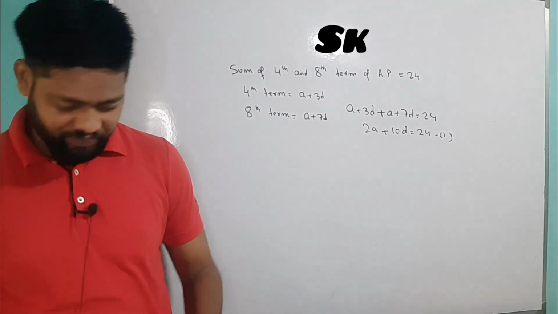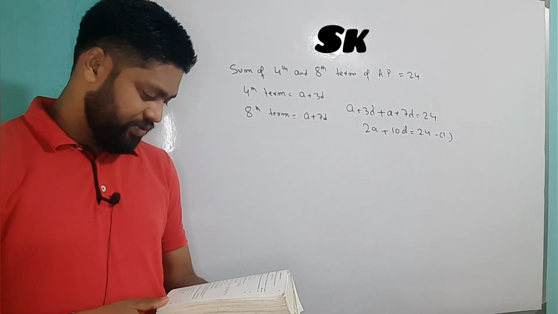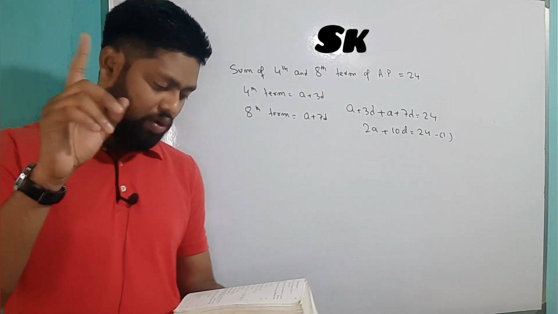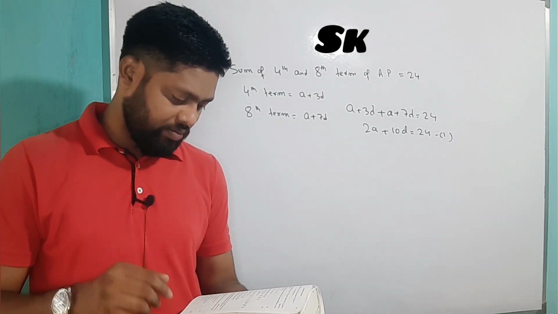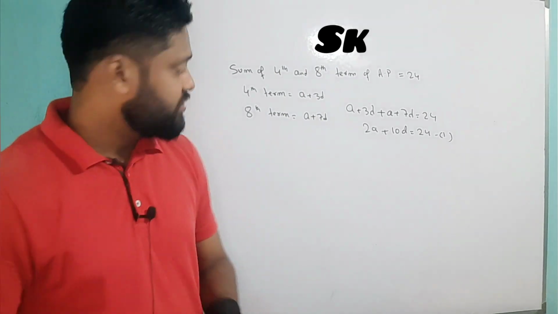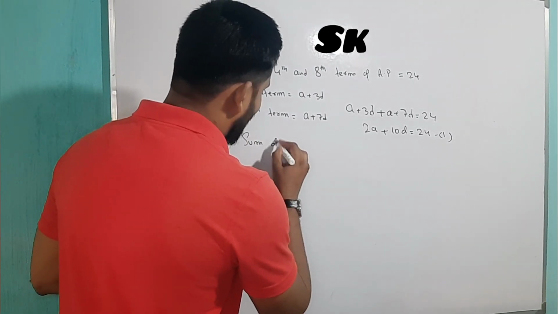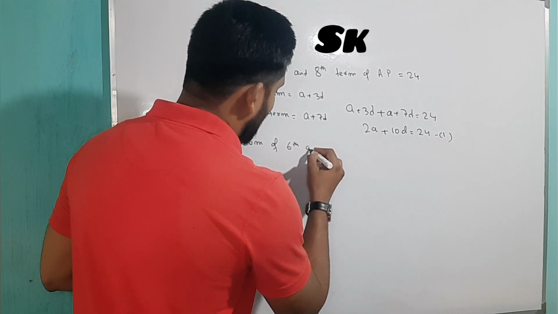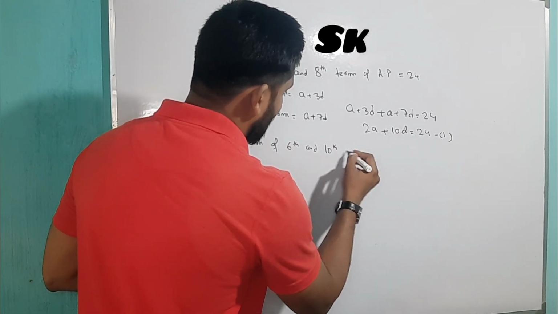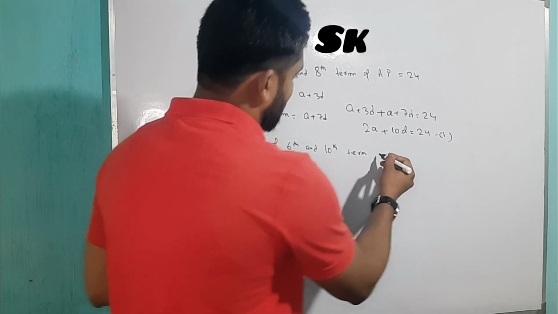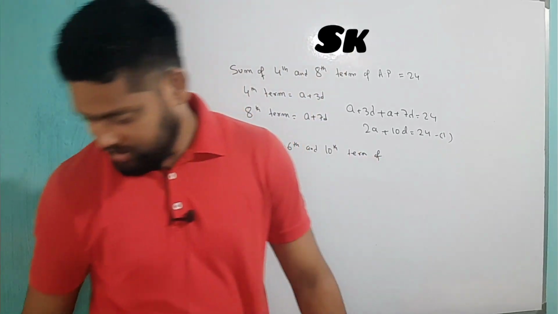Okay, the next one. You can copy the question. And the sum of the 6th term and 10th term is 44. 6th term and 10th term. Sum of the 6th term and 10th term is how much? It's 44.